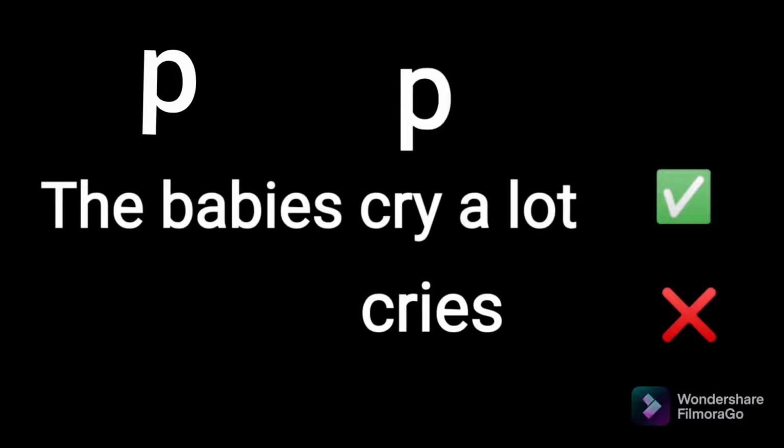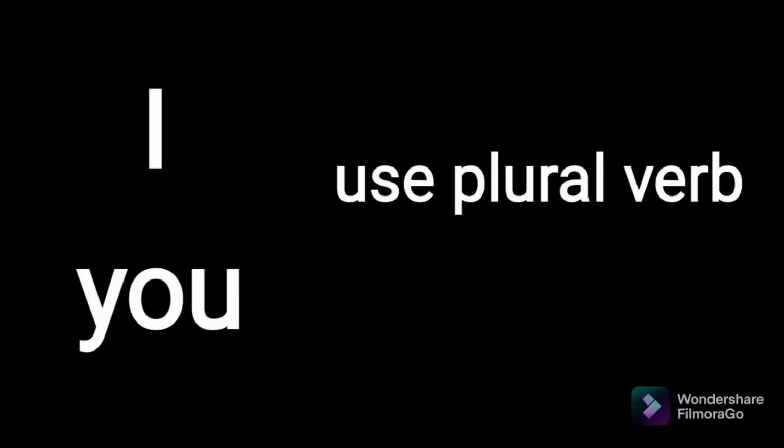Now there's an exception to this rule. When the subject is I or you, although they're both singular, we have to use the plural form of the verb. So you have to really keep in mind that. Example, I like cycling. I is singular, but we've used the plural form of the verb, like. You work so hard. You is again singular, but we've used the plural form of the verb, work.